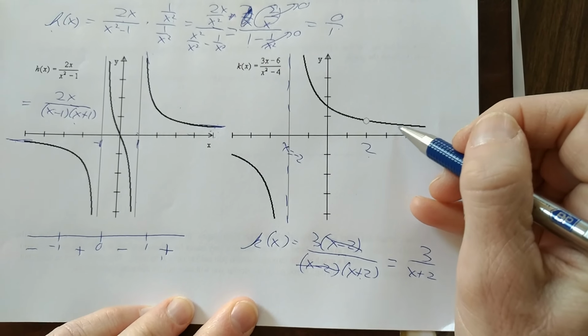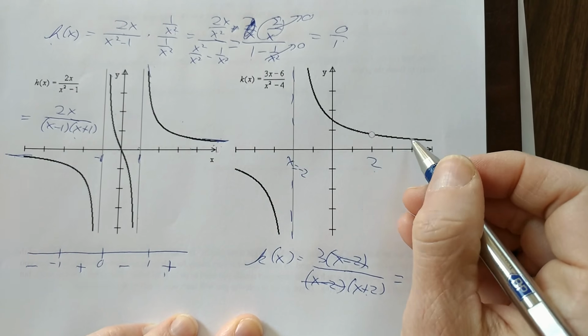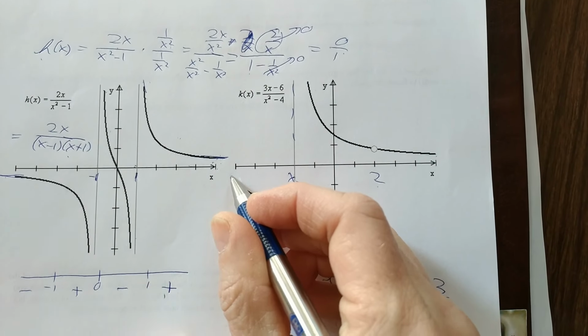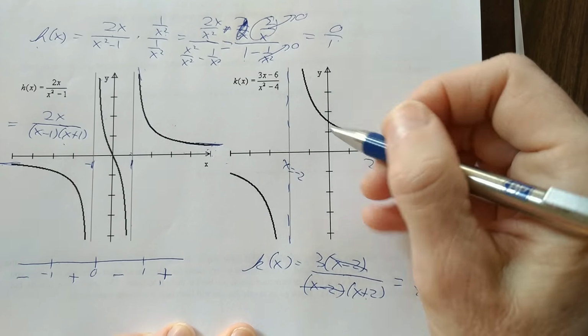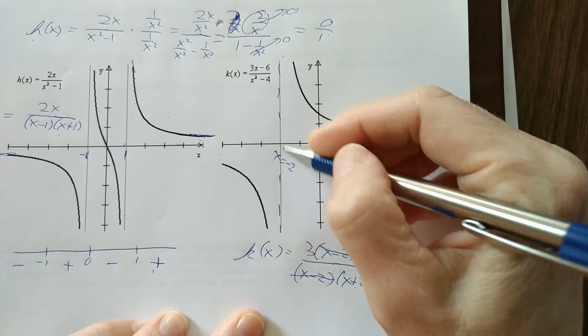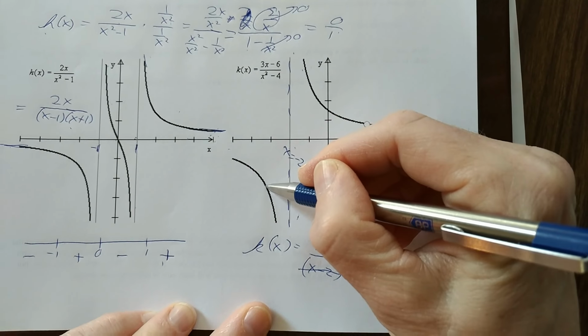A sign chart analysis would tell us we're positive to the right of negative 2, and we have no choice but to approach the x-axis on both extremes. And at negative 2, we've got to approach our vertical asymptote on the positive side and the negative.